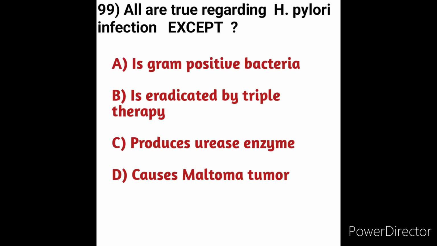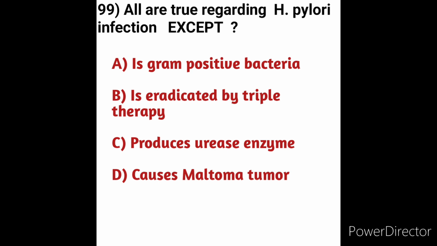All of the following are true regarding H. pylori infection except. From the options, all are true related to H. pylori infection, and one is the exception. We will see the options here. Option A, it is a gram-positive bacteria. Option B, eradicated by triple therapy. Option C, produces urease enzyme. Option D, causes myeloma tumor.